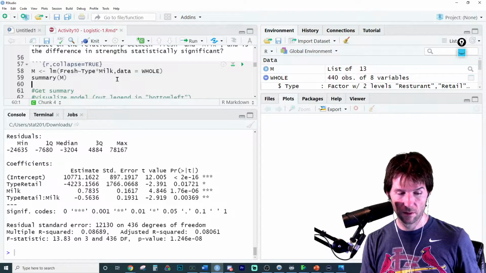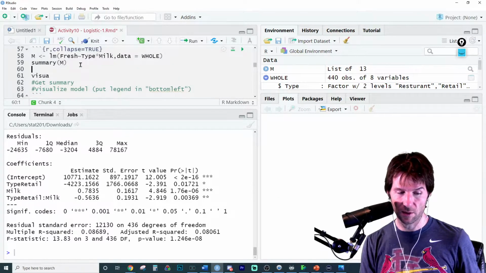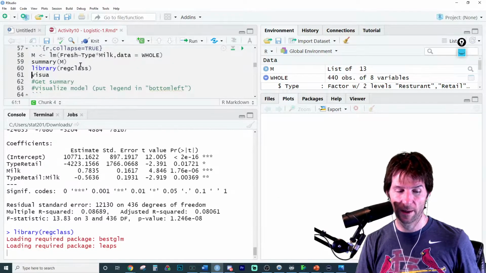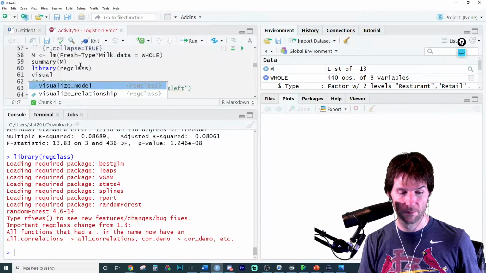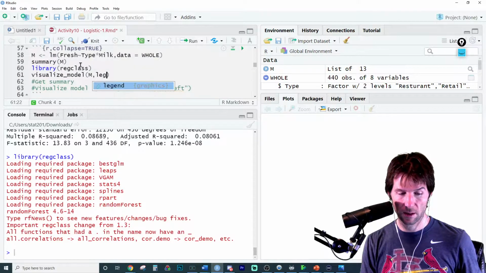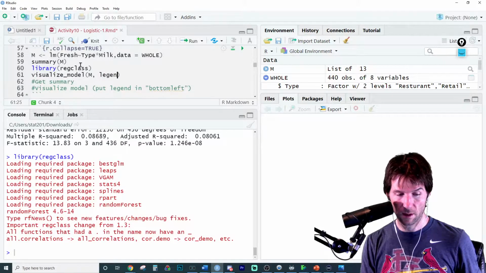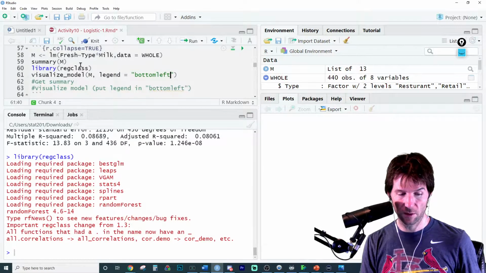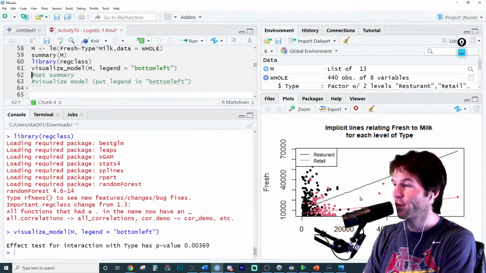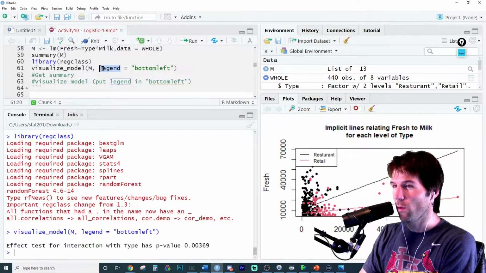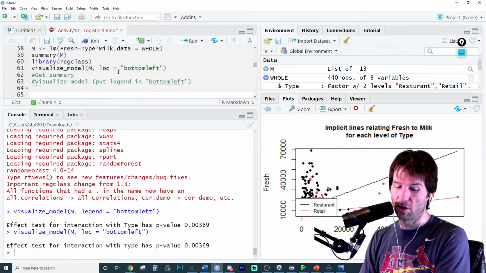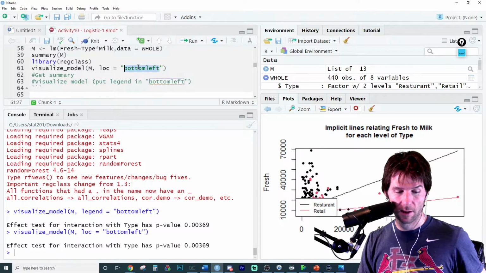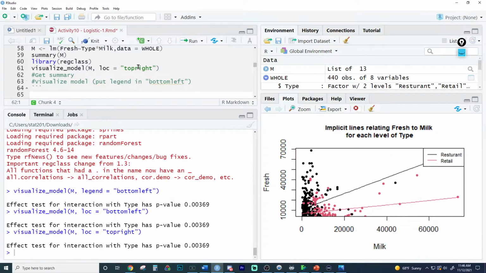Visualize model. Why are you not auto-completing? There we go. Do I not have red class? I do not have red class. Oh, I reset R. That's why. Visualize model. And let's put our legend in the... Legend equals bottom left. I don't always use the legend argument. Oh, it's loc. It's the location of the legend. Ooh, I don't like that. Let's go top right. It's blocking the screen right there.